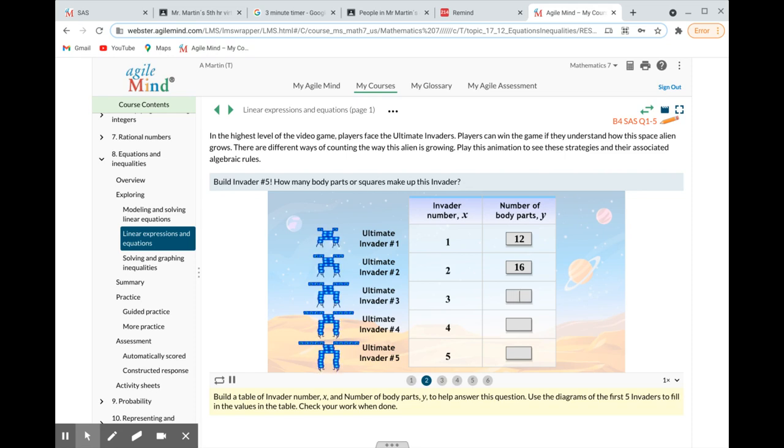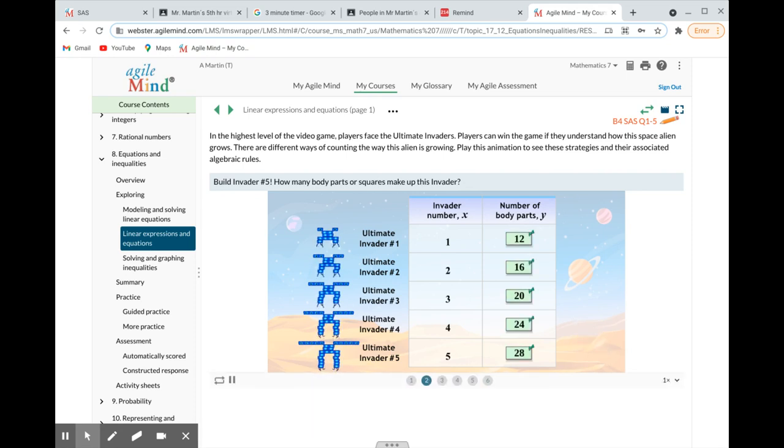What seems to be happening each time? It's growing by how much? 4. By 4, because you get an extra eyeball on each side and you get an extra leg square on each side every time. So Ultimate Invader number 4 would be how many body parts? 24. Perfect. And how many for Ultimate Invader number 5? 28. That's great. Is that making sense to everybody?